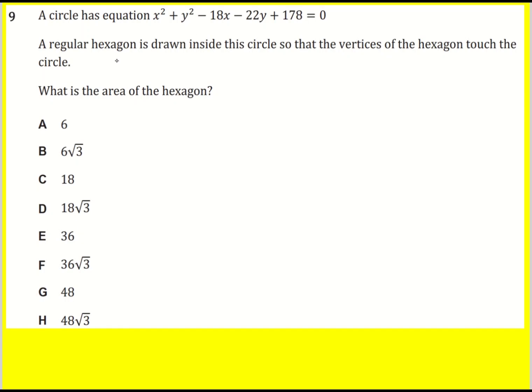Circle has this equation, and then a regular hexagon is drawn inside, so the vertices touch the circle. What's the area of the hexagon? Okay, we'll get to the hexagon in a minute. Let's get the equation of the circle down by completing the square.